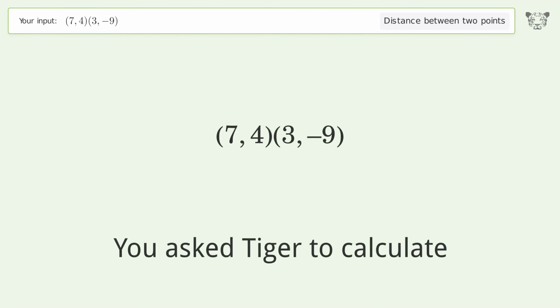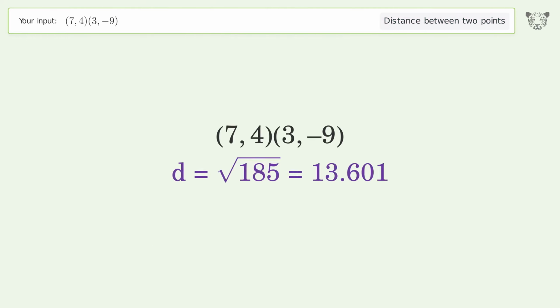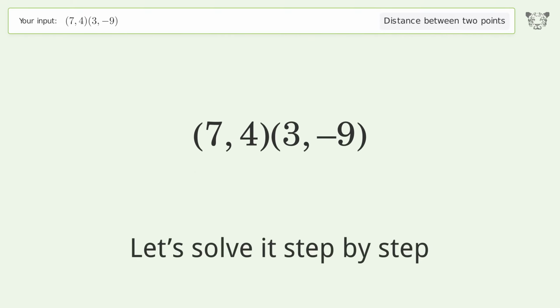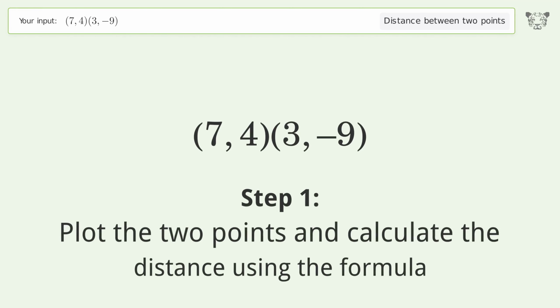You ask Tiger to calculate. This deals with the distance between 2 points. The distance between the 2 points is the square root of 185, or 13.601. Let's solve it step by step. Plot the 2 points and calculate the distance using the formula.